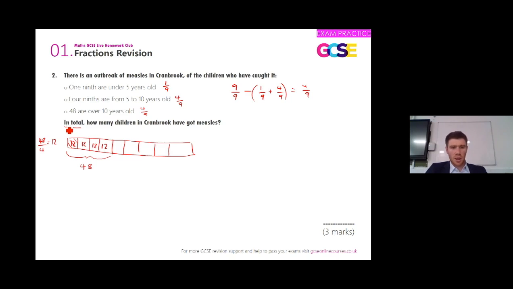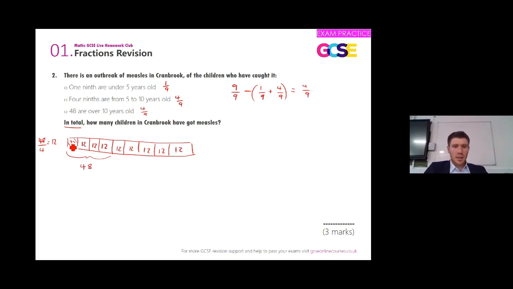If I want to know in total how many children have got measles in Cranbrook, well, there's 9 boxes to represent the total. I know 4 of them. I've got another 4/9 here, 12. These are the 5 to 10-year-olds. And I've also got my under 5s. They're there. Okay.